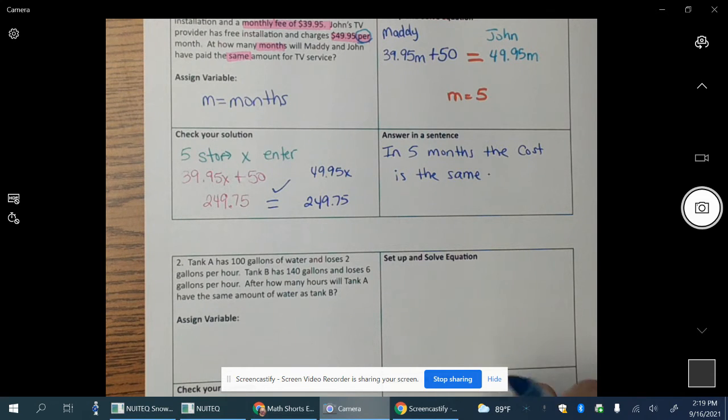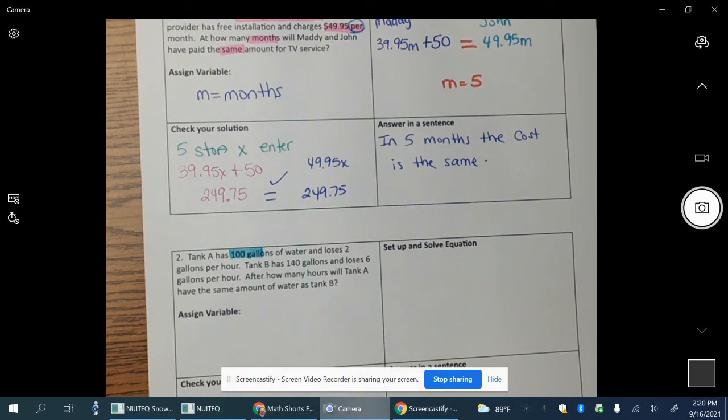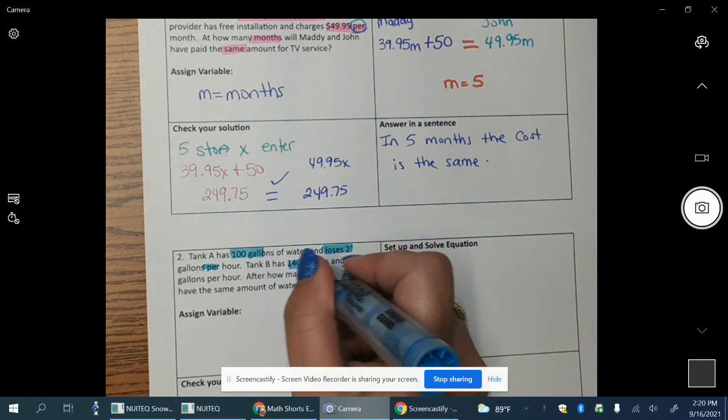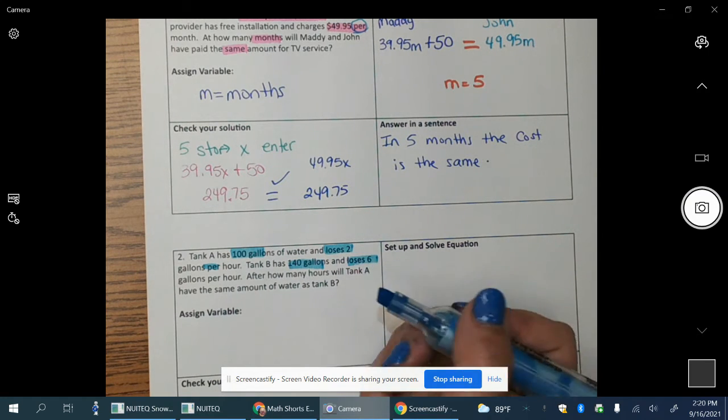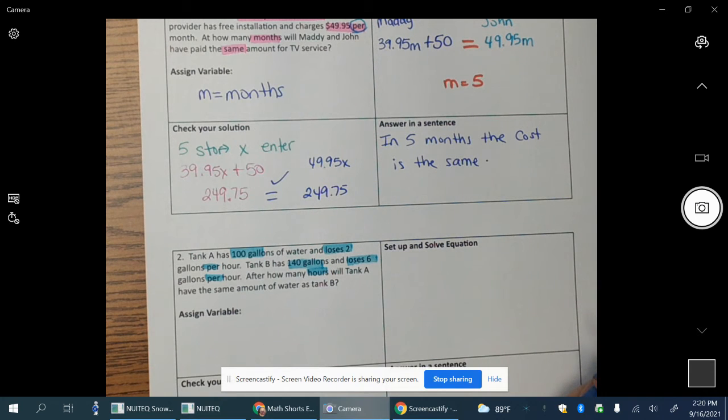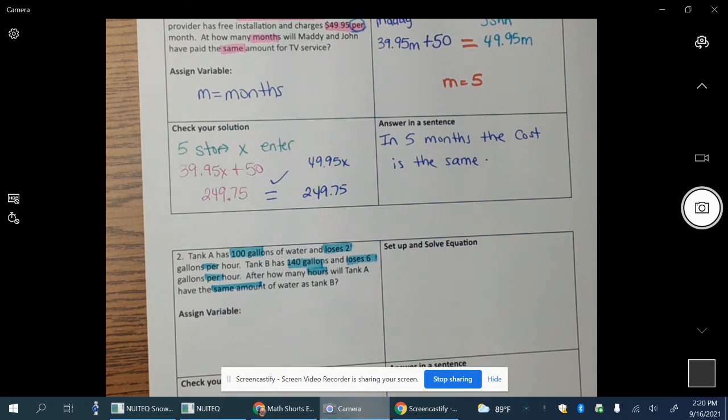Tank A has 100 gallons of water and uses 2 gallons per hour. Tank B has 140 gallons and uses 6 gallons per hour. After how many hours will Tank A have the same amount of water as Tank B?